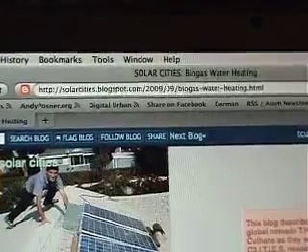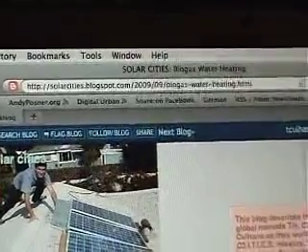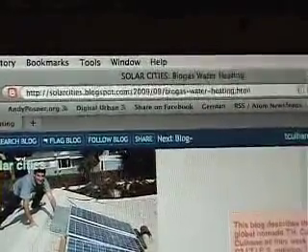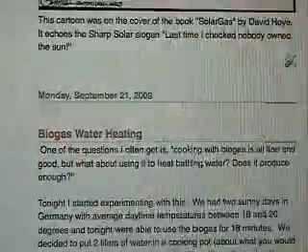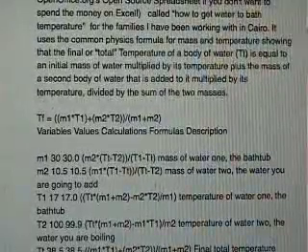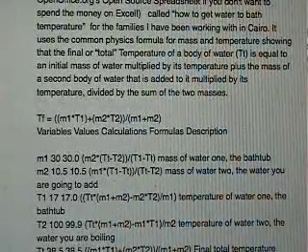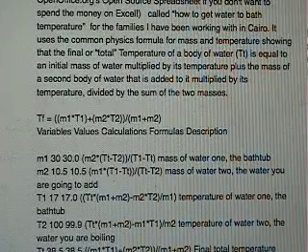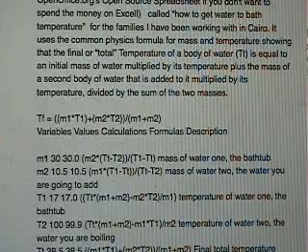On my blog at http://solarcities.blogspot.com/2009/biogas-water-heating.html, I have posted the formula for biogas water heating, which is the standard physics formula where you calculate how much water at one temperature you need to add to water of another temperature to get bath temperature water.